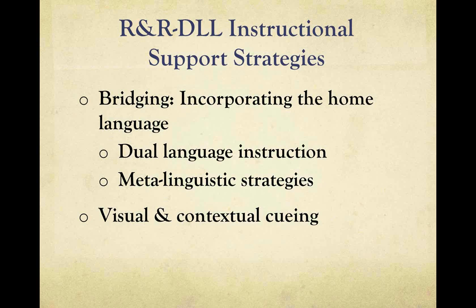Okay, so I'd like to tell you a little bit about the instructional support strategies in the model. These are described in a nice table in the chapter, which I won't go over in detail, but the table is nice because it also shows some examples using language that you might hear in a classroom in terms of using these strategies. But we have two core strategies here. One is called bridging, and the other is visual and contextual cueing.